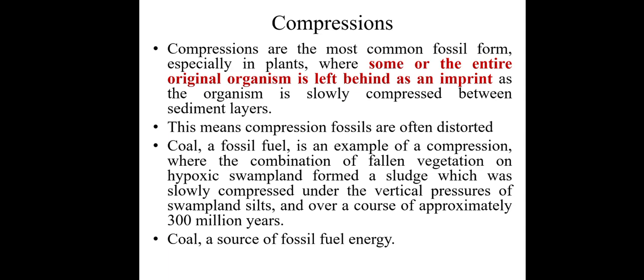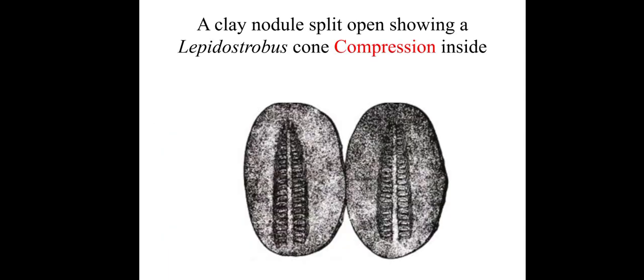Compression fossils are often distorted in condition. One of the best examples of compression is coal, which we are using as a fossil fuel. It is a combination of fallen vegetation on hypoxic swamp land over a course of approximately million years, and we know it is a source of fuel energy. Here a clay nodule splits open, showing a Lepidostrobus cone.